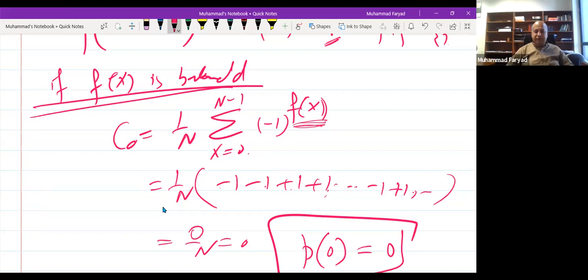Okay, so perfect. Now we will study its implementation on Qiskit.